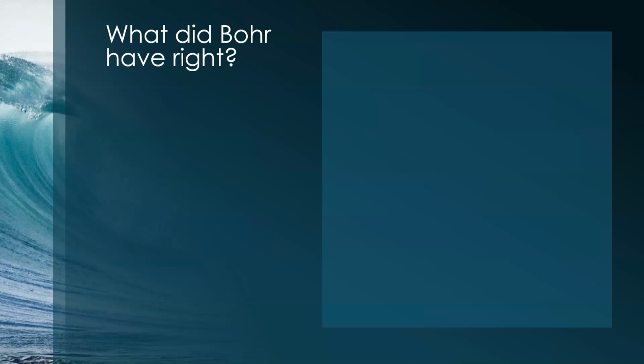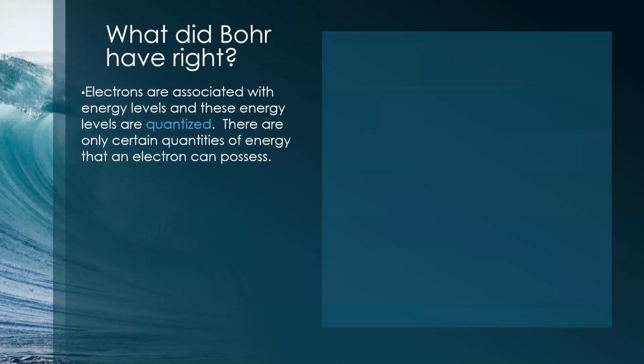Okay, so there was a review of the Bohr model. So let's talk about what was right and what was wrong with what Bohr said. So we know that Bohr had it right in terms of energy levels being quantized. Electrons are associated with particular levels. They can jump to higher levels. They can fall to lower levels.